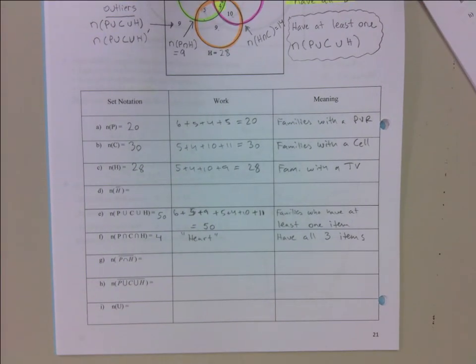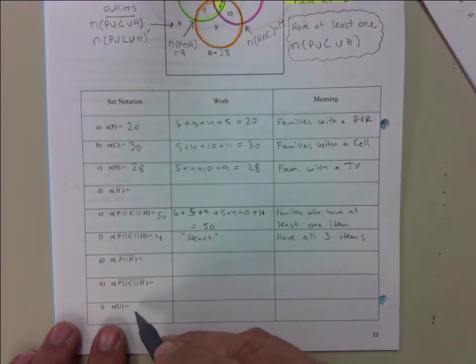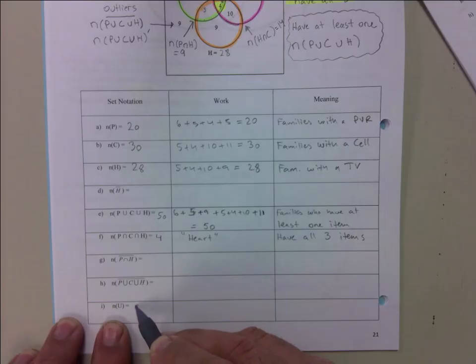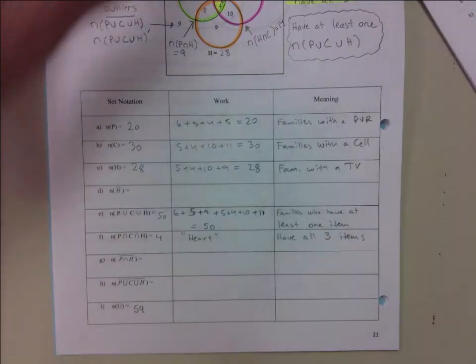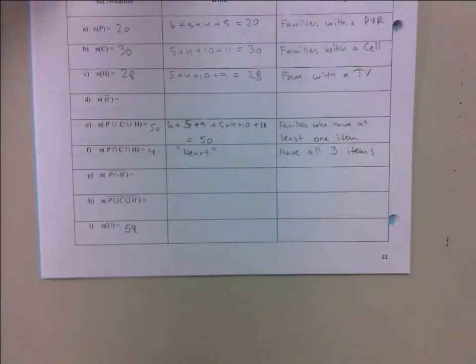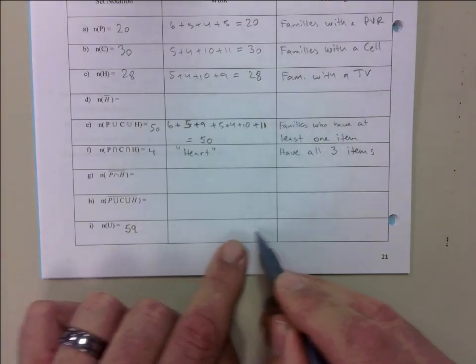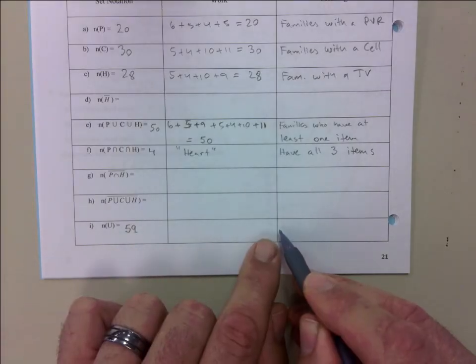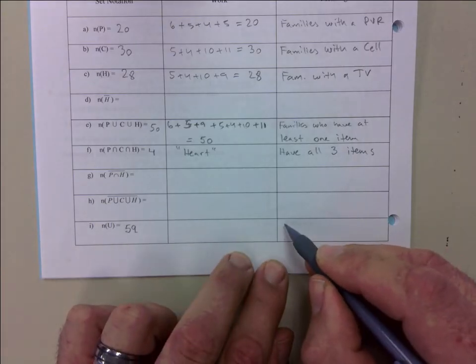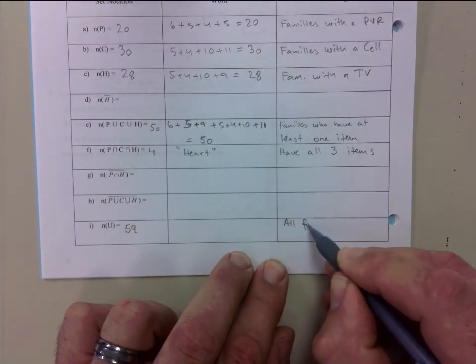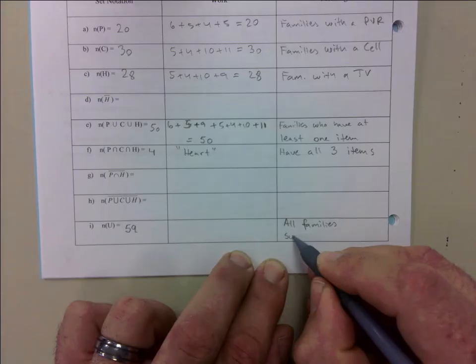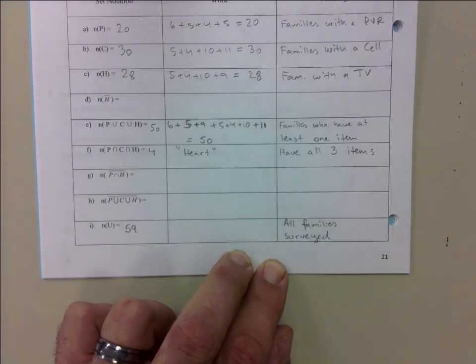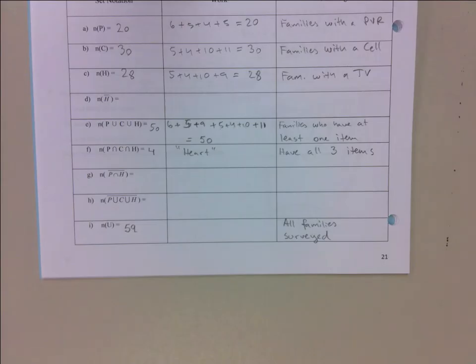Okay, now I'm going to focus in on the universal down here. That's 59. Can you see that at the bottom there? The bottom is 59. I'm not going to even necessarily do all of it. I just say that this is all families surveyed. That one is fairly easy to read when you read a question. It's just all, right?